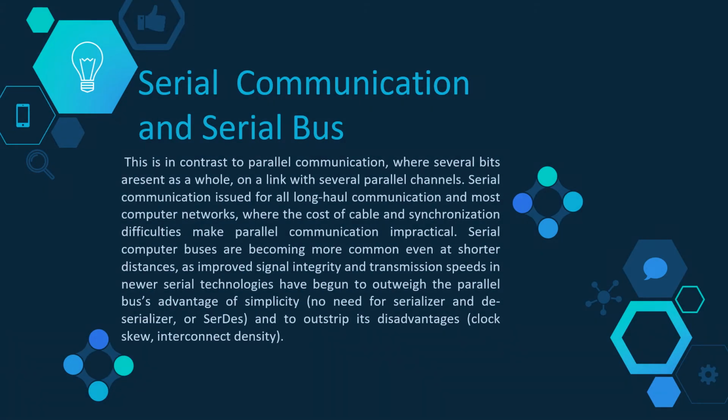Next is serial communication and serial bus. This is in contrast to parallel communication, where several bits are present as a whole on a link with several parallel channels. Serial communication is used for long-haul communication and most computer networks, where the cost of cable and synchronization difficulties make parallel communication impractical.